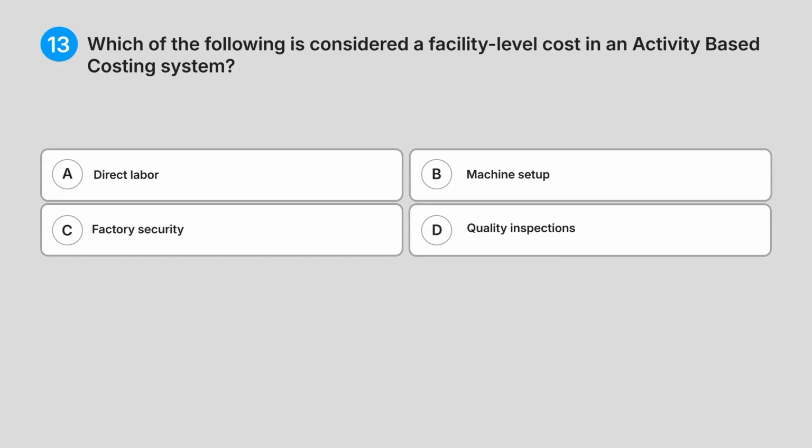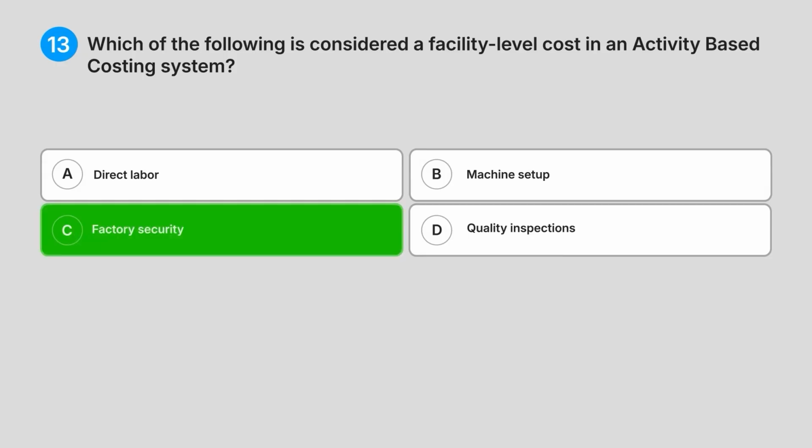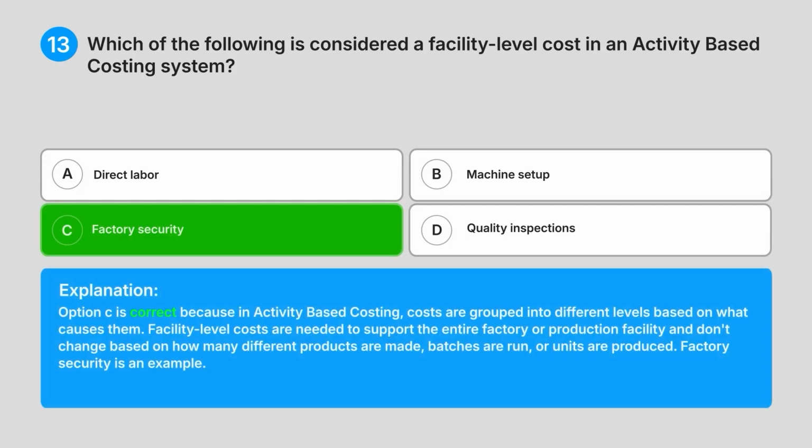Correct answer, C. Factory security. Explanation. Option C is correct because in activity-based costing, costs are grouped into different levels based on what causes them. Facility-level costs are needed to support the entire factory or production facility and don't change based on how many different products are made, batches are run, or units are produced. Factory security is an example.